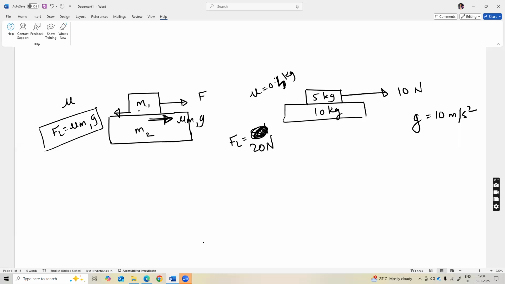So what we generally assume is that a frictional force F is acting on this 5 kg block, and a similar frictional force F is acting on this 10 kg object. In this case, this 10 Newton is less than the limiting frictional force. So what we generally assume is there is a frictional force F between the 5 kg and 10 kg blocks, and the motive of this frictional force is basically to stop the relative motion between the 5 kg block and the 10 kg block. Okay.